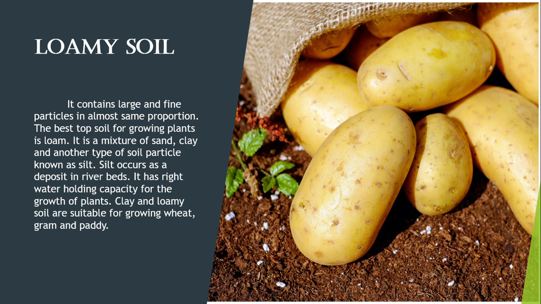You might have a doubt. What is this silt? Silt occurs as a deposit in riverbeds. You can see it will be like fine, tiny bits and pebbles of sand. It has the right water holding capacity for the growth of plants. Clay and loamy soil are suitable for growing wheat, gram and paddy.